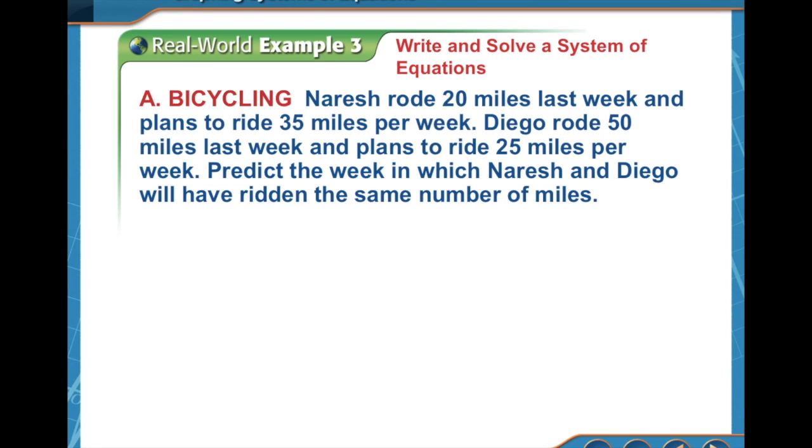Okay, so we're talking about bicycling in this case. Naresh rode 20 miles last week and plans to ride 35 miles per week. Diego rode 50 miles just last week. In the future, he plans to ride 25 miles each week. So our goal now is to predict the week in which Naresh and Diego will have ridden the same number of miles based on their rates and how much they're going to ride in the future.